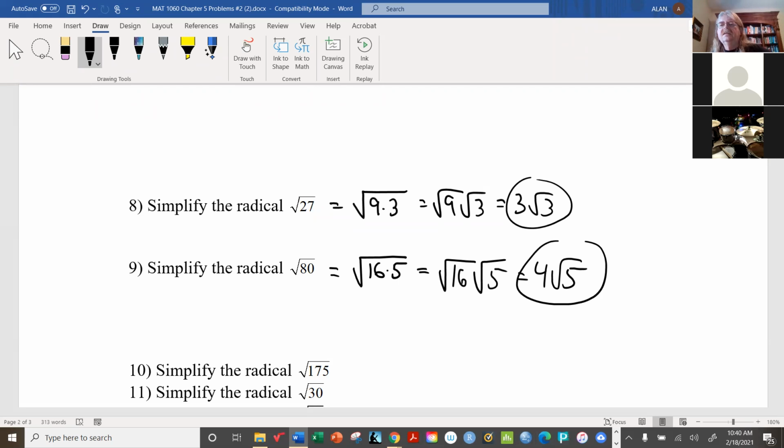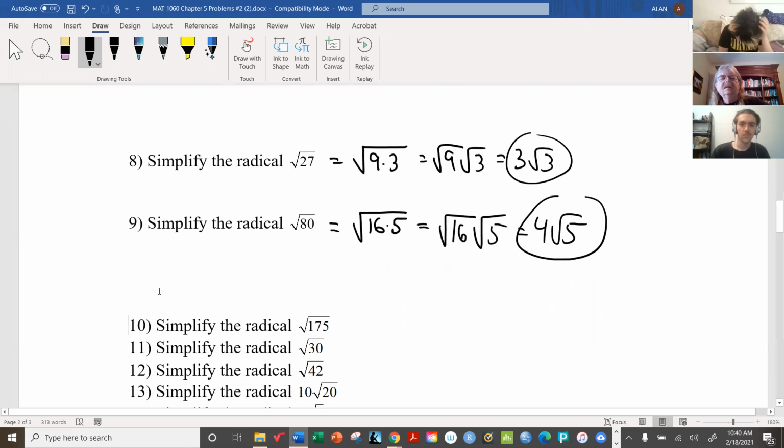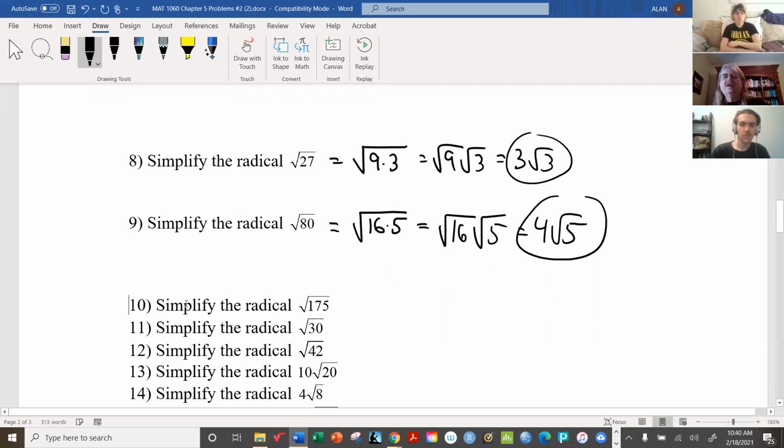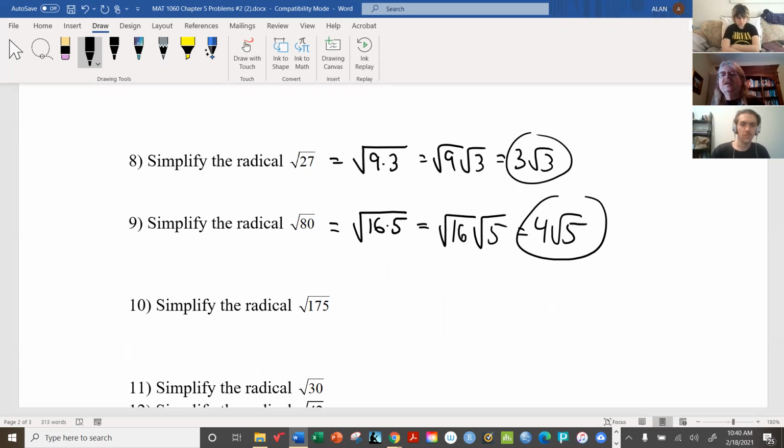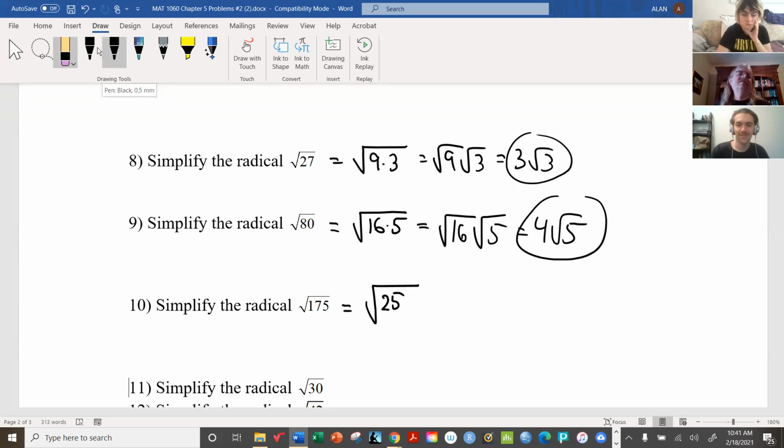All right. So how about this one? Now, you might look at it and say, well, I don't see any perfect squares in there. Yes, you do. You just didn't realize it. This is equal to 25 times 7. Now that I've showed it to you, now you're like, oh, of course, it's 25 times 7.